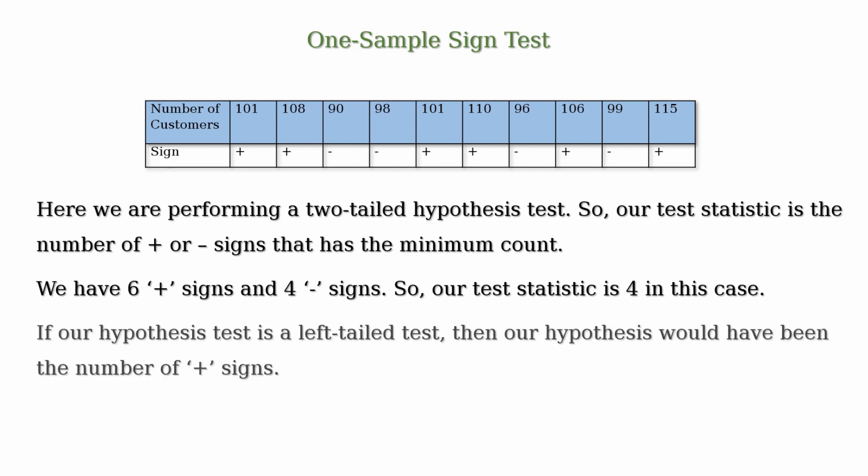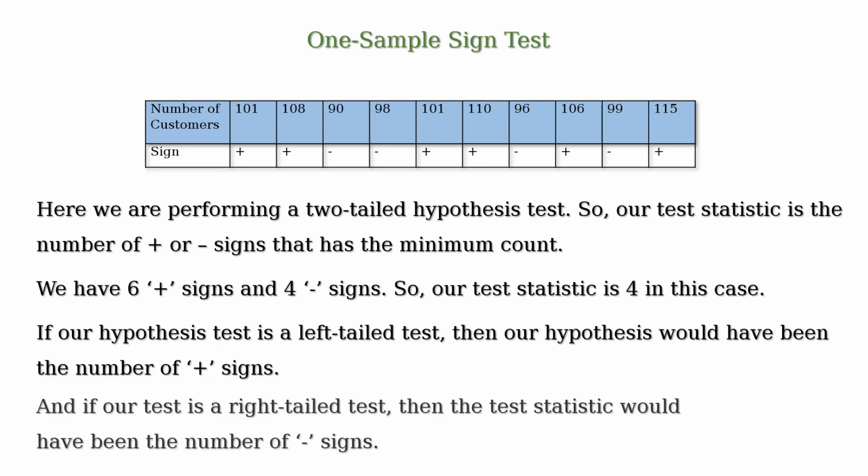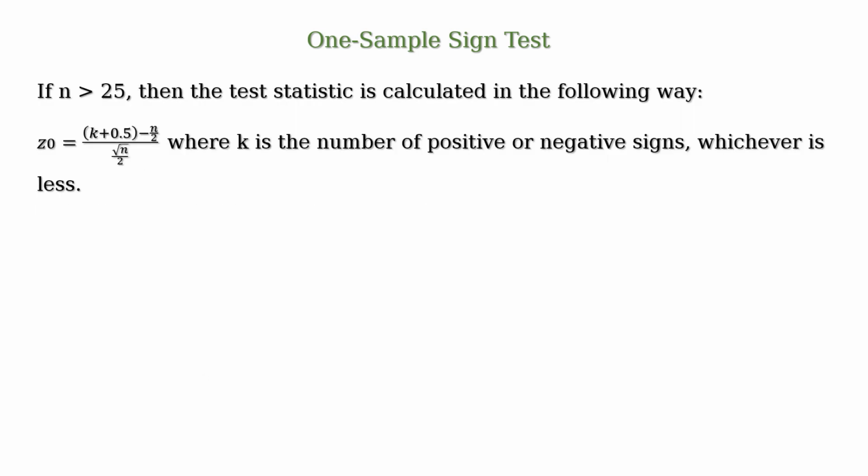If our hypothesis test is a left-tail test, then our test statistic would have been the number of positive signs. And if our test is a right-tail test, then the test statistic would have been the number of negative signs. Please note that this holds true if the total number of observations is less than or equal to 25.